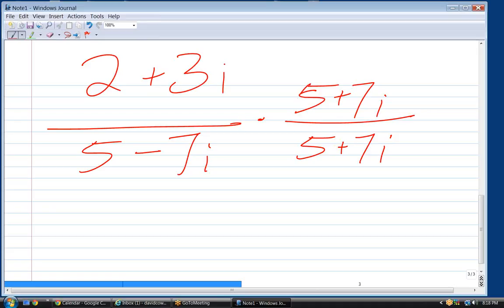And by multiplying by the conjugate, I'm going to lose the i from the bottom, which is what I want to do, because you're not allowed to have an imaginary denominator, just like you're not allowed to have an irrational denominator. So we need to not rationalize the denominator, we need to realify it, if there's such a word. But when I multiply this by its conjugate, I get 25 minus 49i squared.